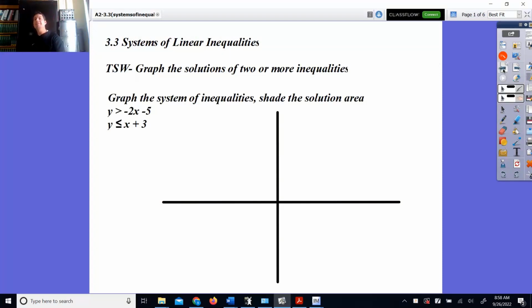Three is systems of linear inequalities. The state objective is to graph the solutions of two or more inequalities. And here's your first example. Graph the system of inequalities and shade the solution area.